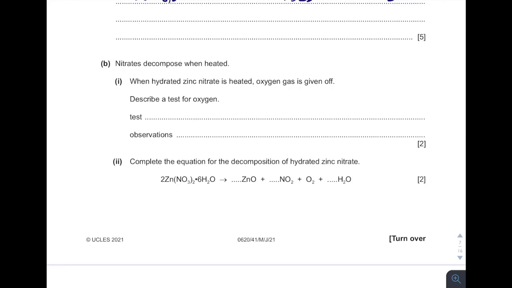Then next one. So what is the test for oxygen? We can test oxygen with a glowing wooden splinter and the result is it relights.